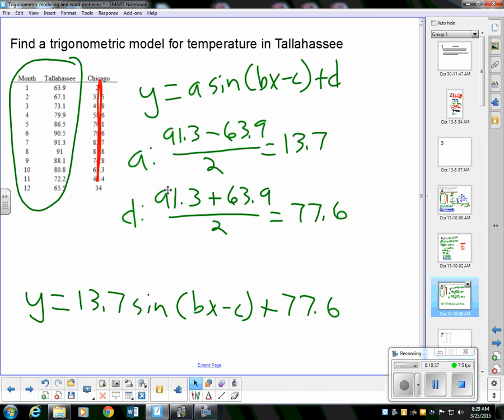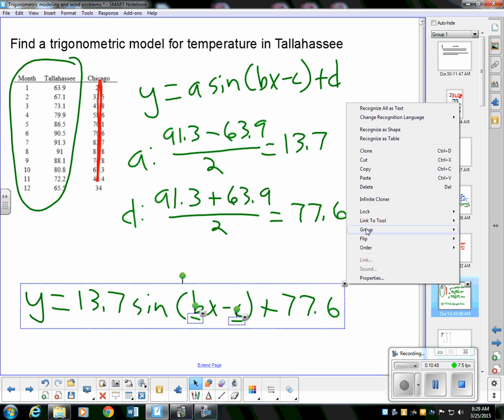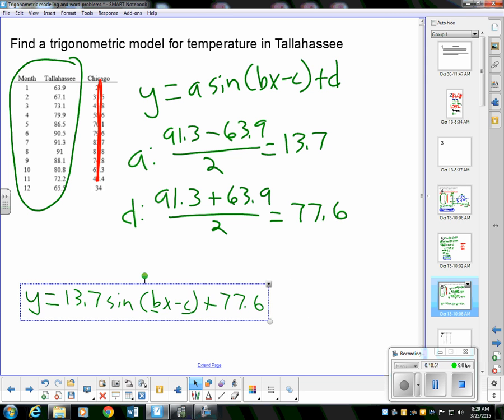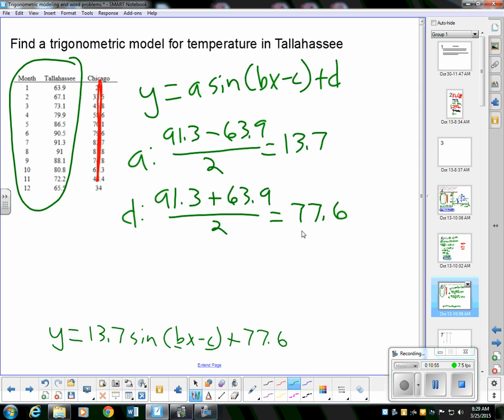Now the only thing we need to find next is B and C. Well, B is not so hard. I'm going to pull these down, make it a little smaller. We found out from previous work, here's what we know: 2 pi over B is the period. Therefore, B is 2 pi over the period, just using algebra.